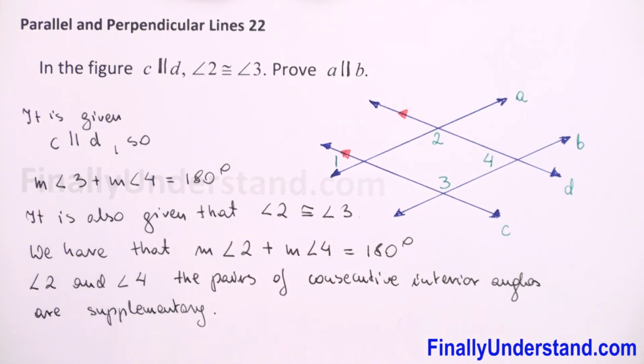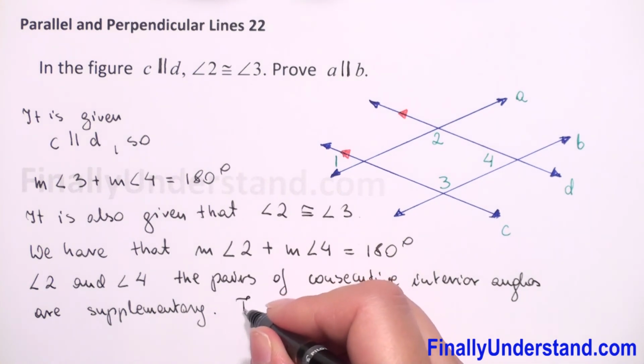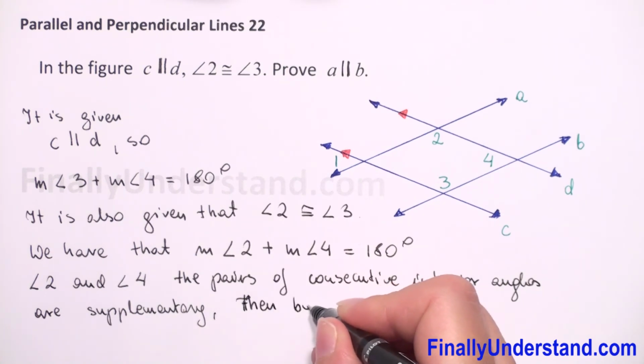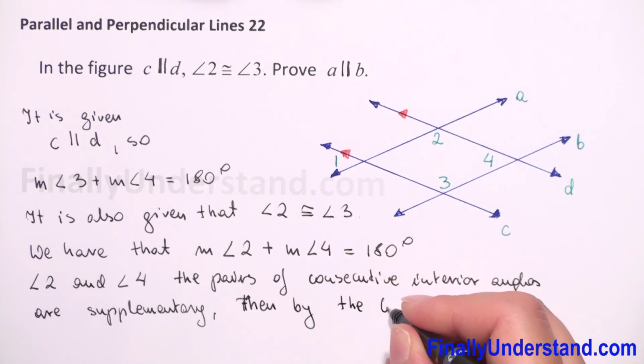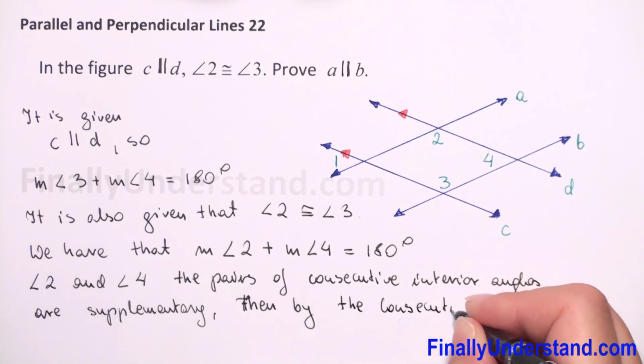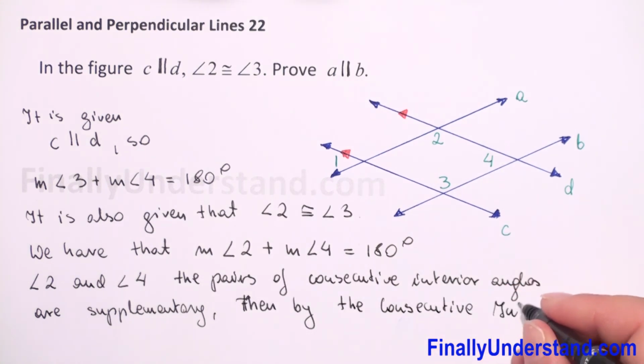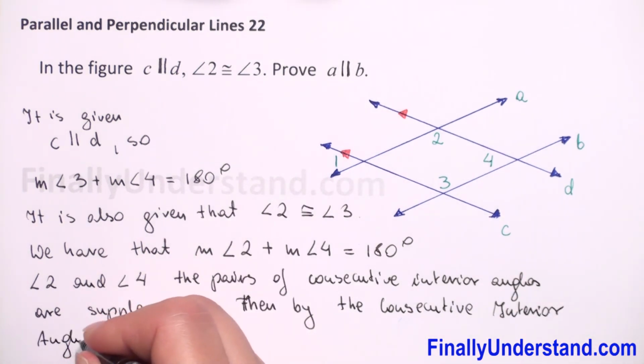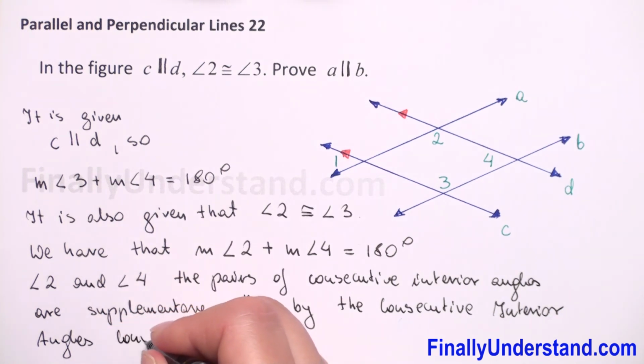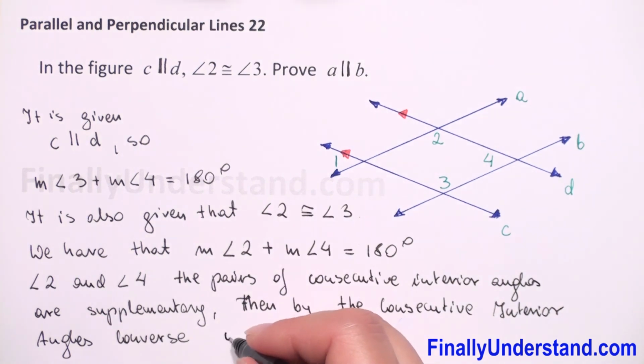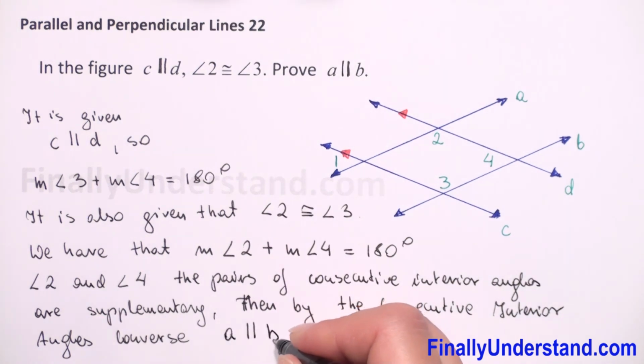So, by the consecutive interior angles converse, we have that line A is parallel to line B. So this is my solution.